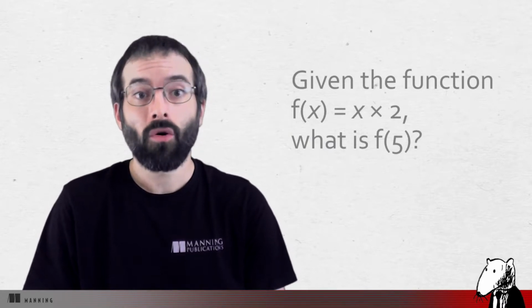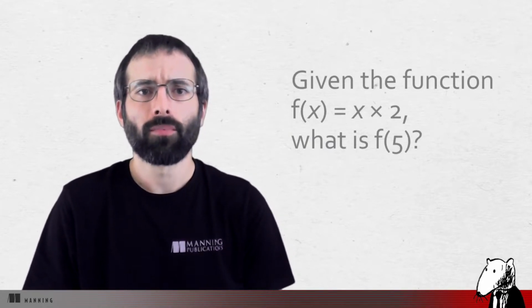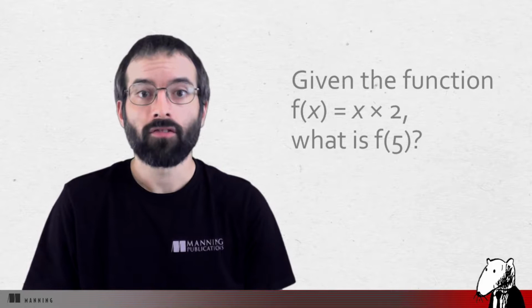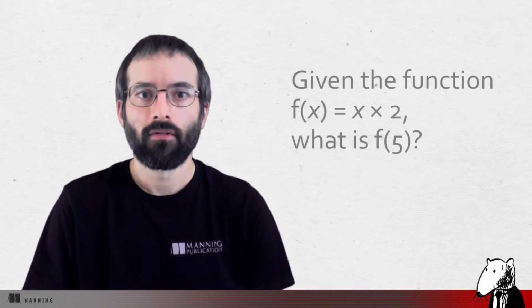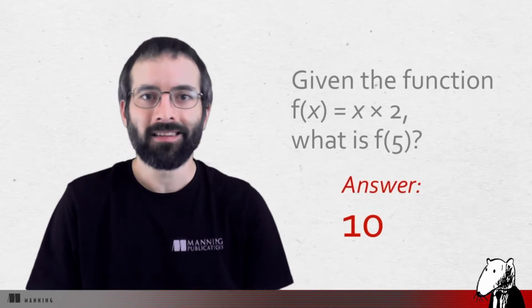This course is designed for beginners, but is also great for computer science grads looking for a refresher. You'll need to know basic algebra, and you should be at least a little familiar with one programming language. You should be able to understand the math in this course if you can solve this problem. Given the function f of x equals x times 2, what is f of 5? Yep, you're right. The answer is 10.